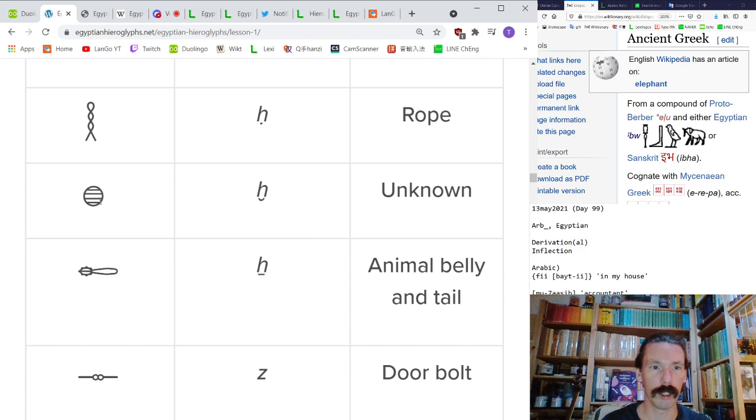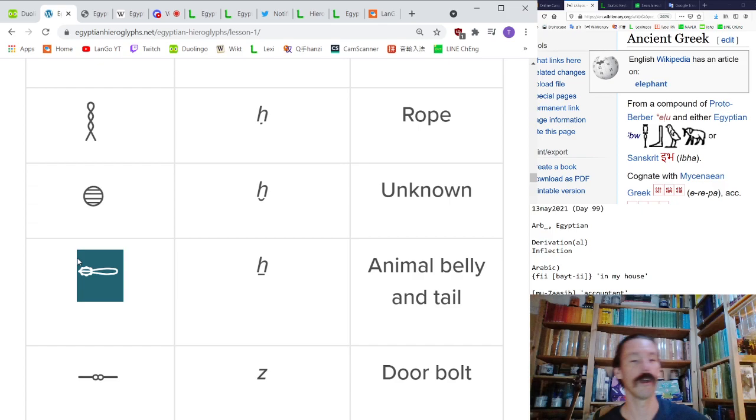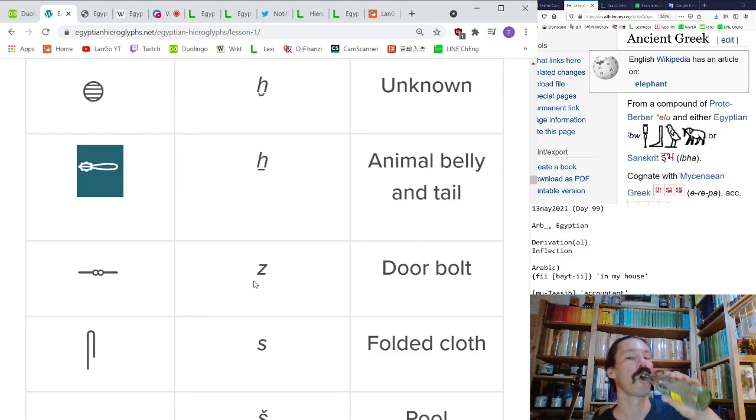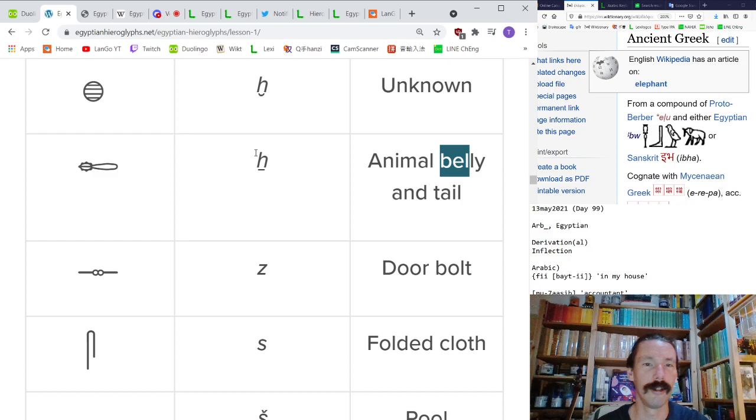Okay, and then the rope one we did, the unknown one, it's saying is ha, voiceless velar, so X. X marks unknown. That's not too out there. And then animal belly and tail. That one is a palatal fricative, or maybe also a velar fricative. Probably a palatal one, though. Works for me. Animal belly, palate. Both body parts. Of course it's going to be a body part.